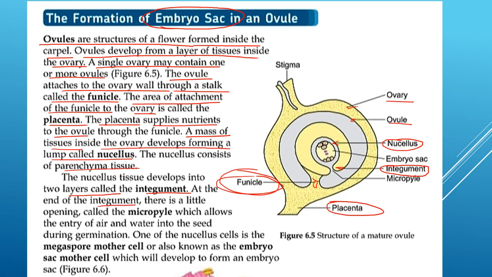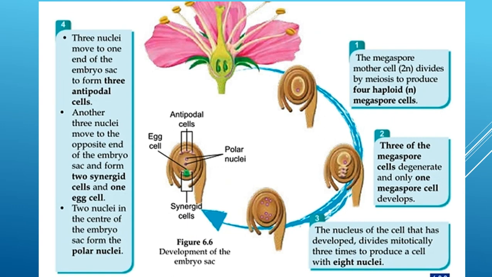At the end of the integument, there is a little opening, what we call micropyle. Okay, micropyle will allow the entry of air and water into the seed during germination. Okay, so one of the nucellus cell is the megaspore mother cell, also known as embryo sac mother cell. This one, embryo sac mother cell.